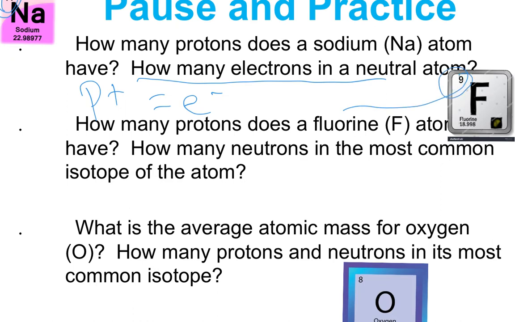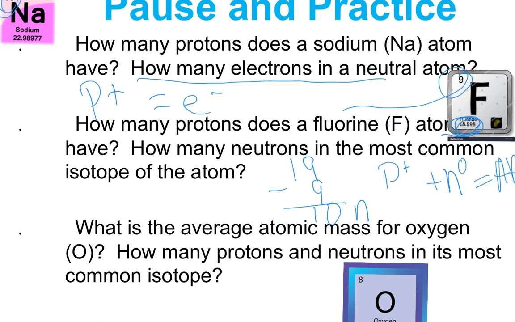Protons are this number. So fluorine has 9 protons. Its average atomic mass is 18.99, so we use rounding rules and we call that 19. If it weighs 19 and 9 of those are protons, the rest of them must be neutrons, which is 10. So, protons plus neutrons equal average atomic mass, and that is right there.